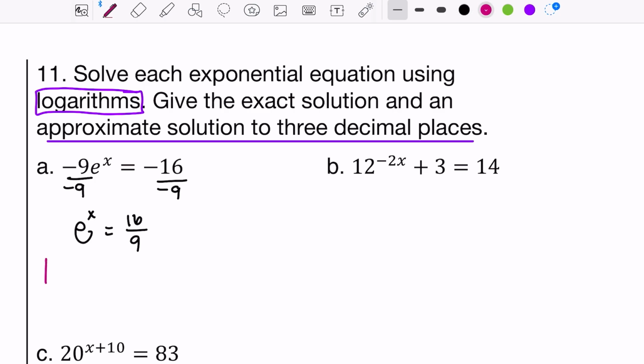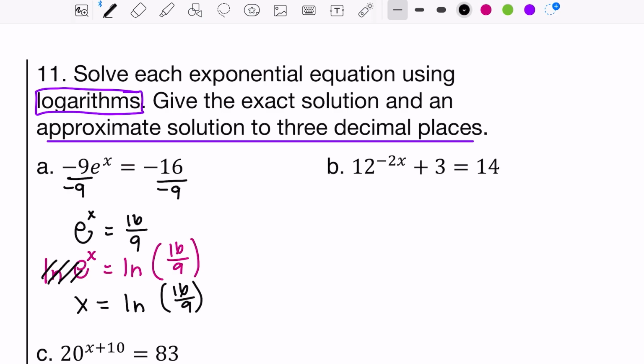Next, because this is e, we're going to take the natural log of both sides. So we get that right there. And then the natural log undoes the base e, and we get x equals natural log of 16 over 9. And then you're going to plug that into your calculator and get an approximation.